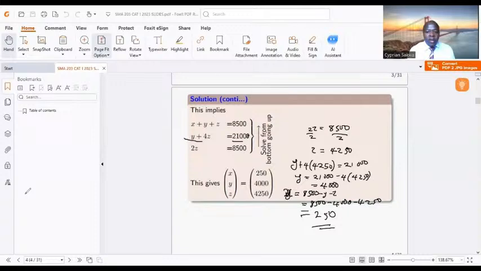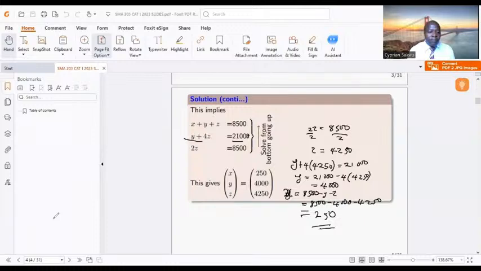The question wanted us to find how much was invested at 2%, and that was x. How much was invested at 3%? That is y, which is 4,000. How much was invested at 6%? That was z, which is 4,250.